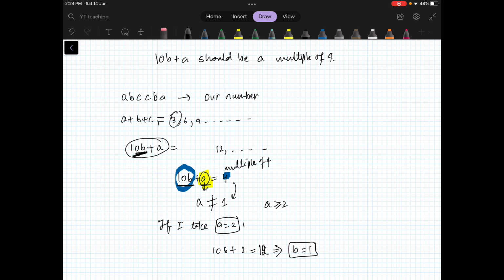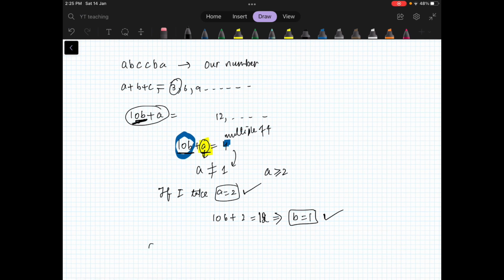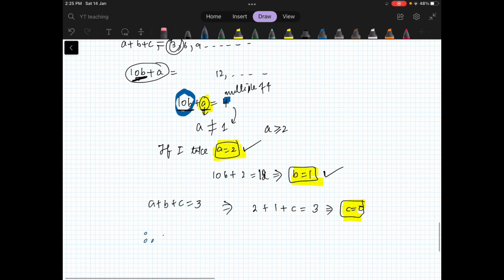So if I choose A equal to 2 and B equal to 1, then I want A plus B plus C to be 3. That gives me A is 2, B is 1, and C is 0. So I got all my digits A, B and C. Therefore my palindrome number is 210012. So that's our answer.